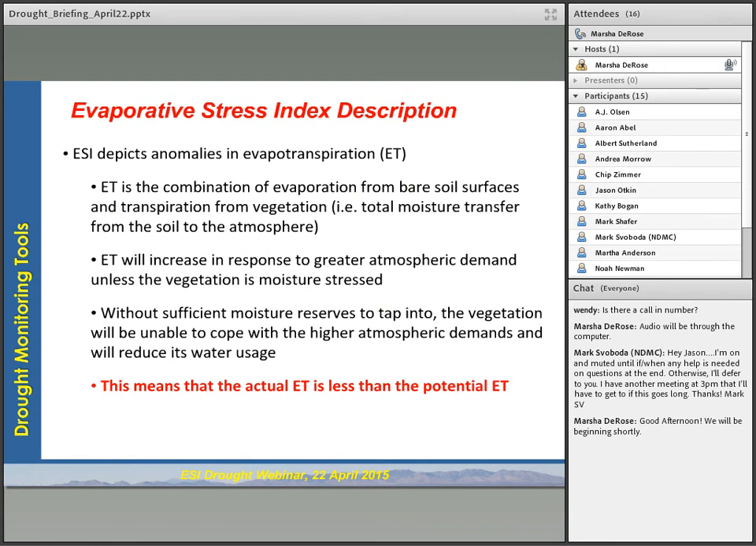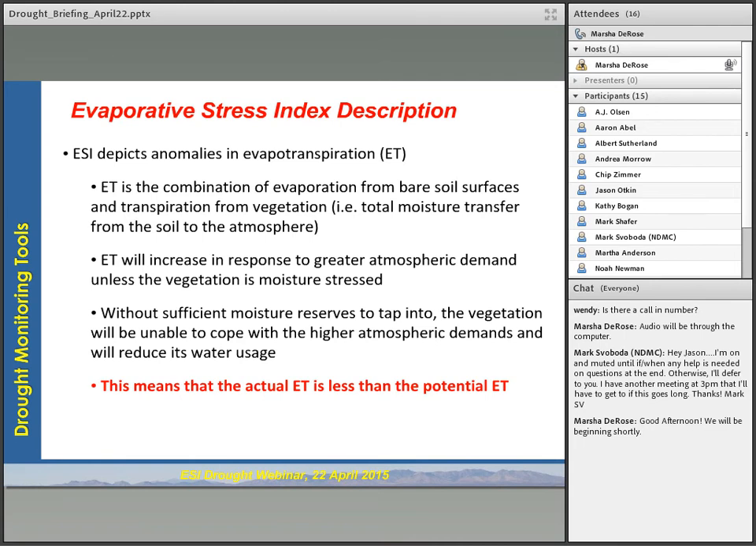Okay, so fundamentally, the Evaporative Stress Index is used to depict anomalies in evapotranspiration, which represents the total moisture transfer from the soil to the atmosphere due to a combination of evaporation from the soil surface and transpiration from vegetation. Typically, if vegetation has access to sufficient soil moisture reserves, the amount of water vapor it releases through transpiration will increase in response to greater atmospheric demand associated with things like hot temperatures, sunny skies, and strong winds.